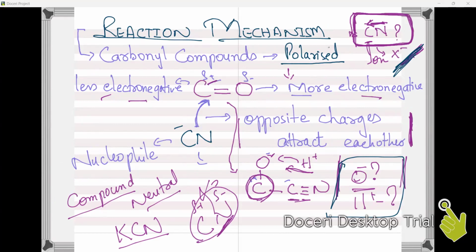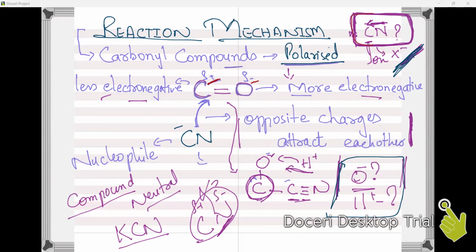When it comes to the reaction mechanism, what basically the thing is, carbonyl compounds are polarized. What is the meaning of polarized? See, when we say carbonyl compounds, we talk about carbon and the oxygen which is attached to it. No matter which carbonyl compound you're talking about, carbon and oxygen will definitely be attached. And there is a polarity. What is the polarity? It has a partial positive charge and a partial negative charge.